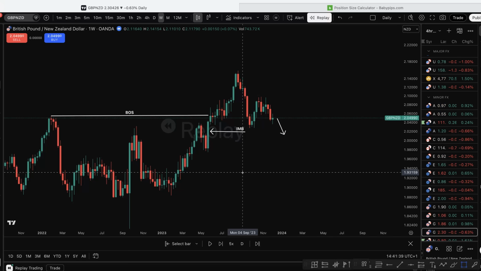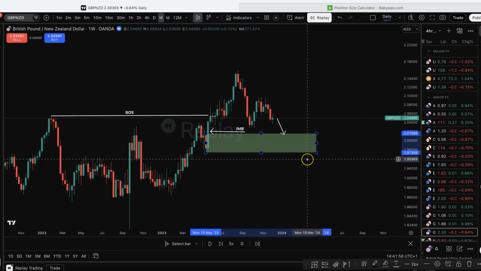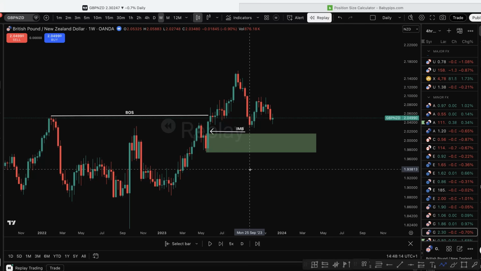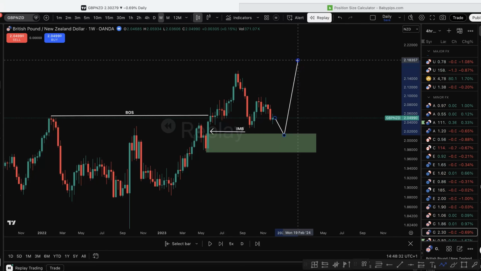Now beneath the imbalance, we've got a demand zone. So this area of consolidation before the large upward move. We're generally going to be considering this red candle, the last candle before the impulse. That is our demand zone. With these three things in line, bullish structure, a demand zone, and an open imbalance, we could safely assume a good setup here would be a pullback to this level and then a buy to target the highs.